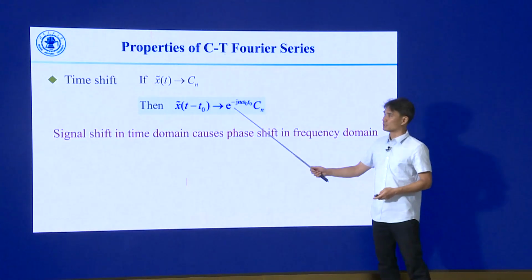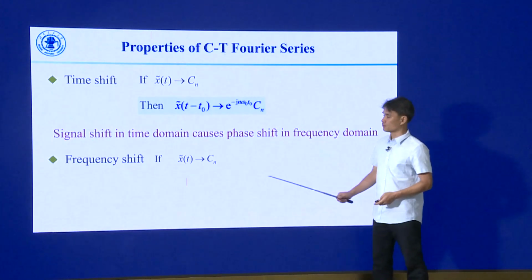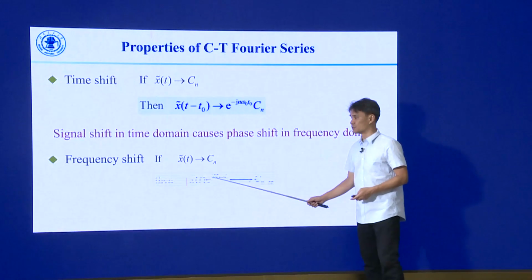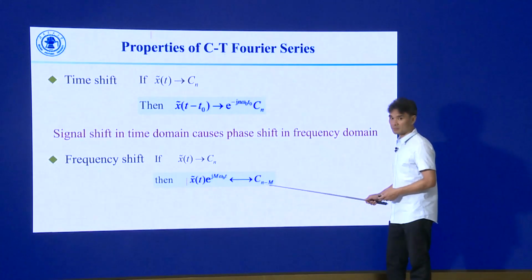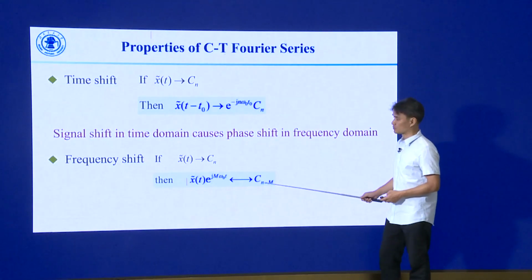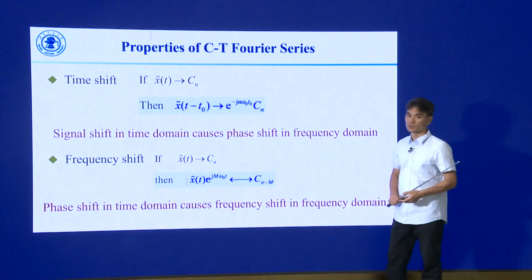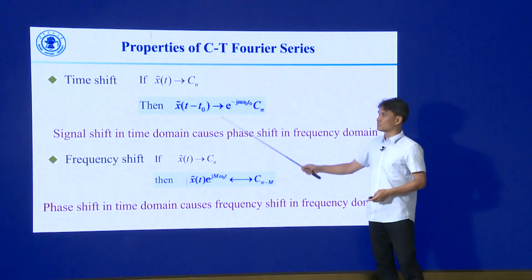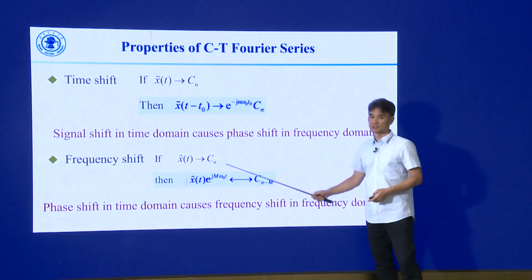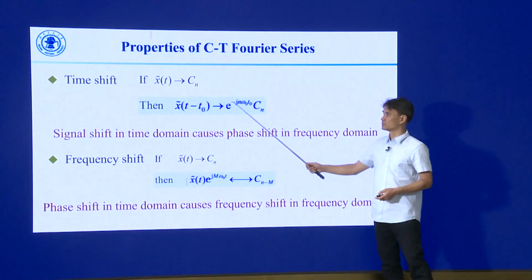Very similar to the time shift is the frequency shift. That is, if we have this pair of Fourier series, and the spectrum is shifted in the frequency domain, that will cause a phase shift in the original signal in the time domain. They are very similar, and they actually form certain symmetric patterns here, but pay attention to the direction of the shift.